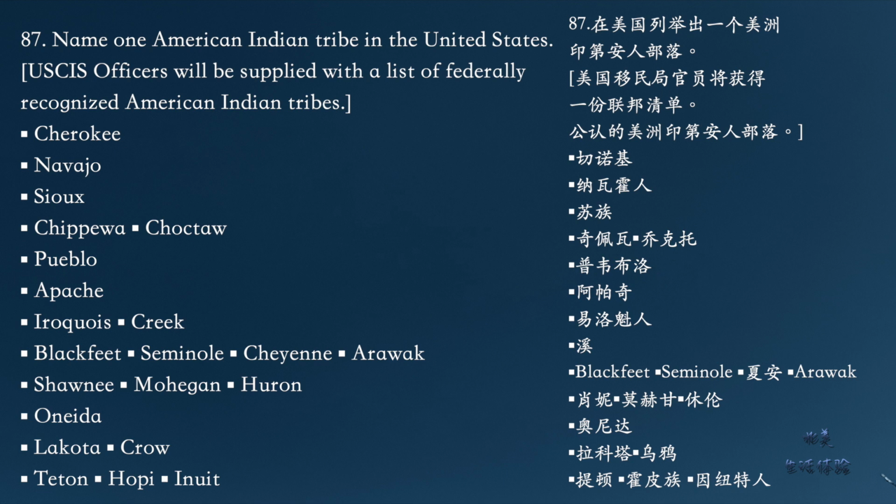Name one American Indian tribe in the United States. USCIS officers will be supplied with a list of federally recognized American Indian tribes. Cherokee, Navajo, Sioux, Chippewa, Choctaw, Pueblo, Apache, Iroquois, Creek, Blackfeet, Seminole, Cheyenne, Arawak, Shawnee, Mohegan, Huron, Oneida, Lakota, Crow, Teton, Hopi, Inuit.